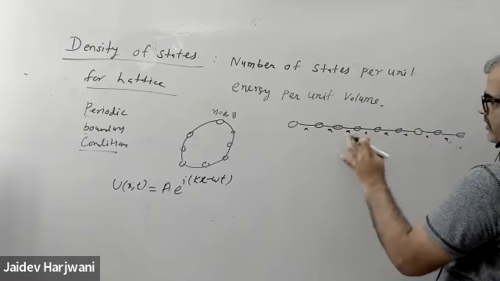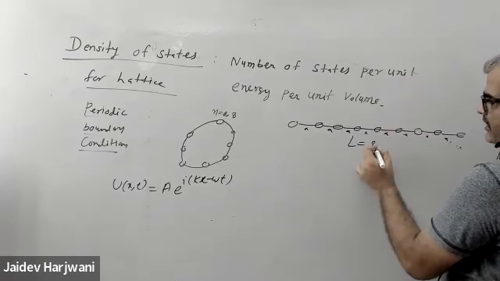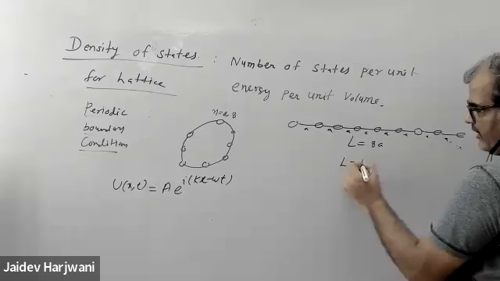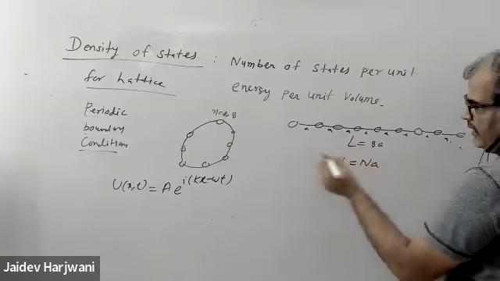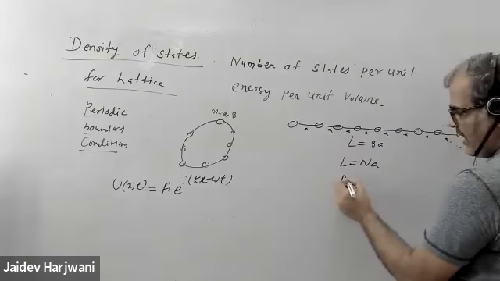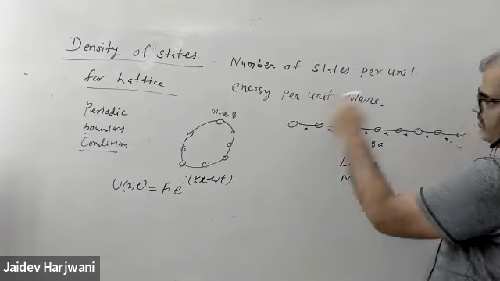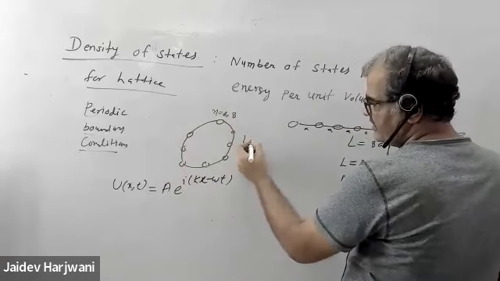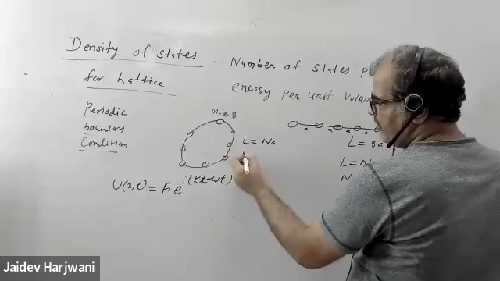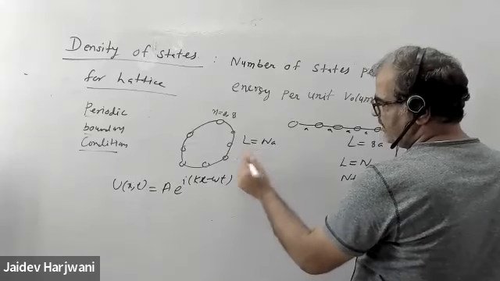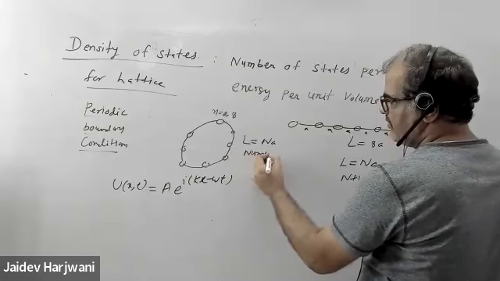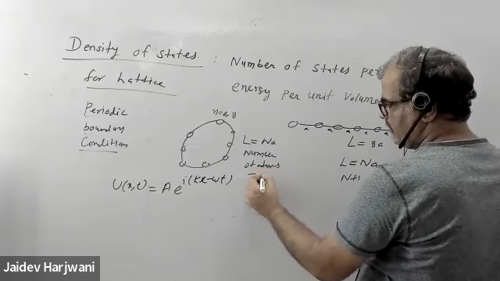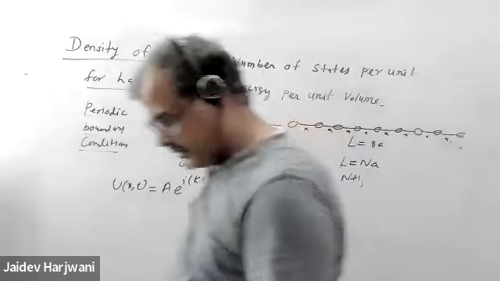Okay, so 1 2 3 4 5 6 7 8a. Here at 8a, generally you have L equal to Na. In this chain your number of atoms is n plus 1, but you combine these two atoms, so there will be n atoms. So the length of this circumference is equal to Na, and the number of atoms is n. That is nothing to do with this one.